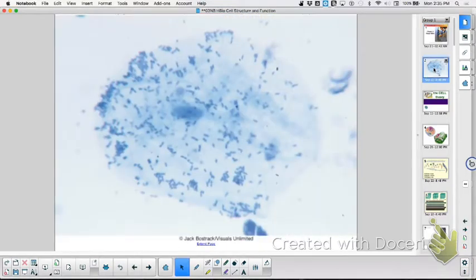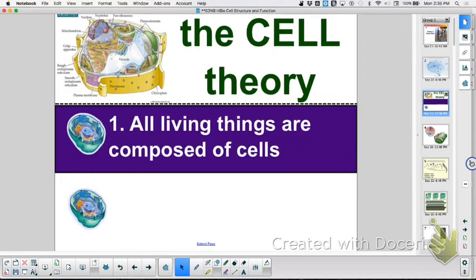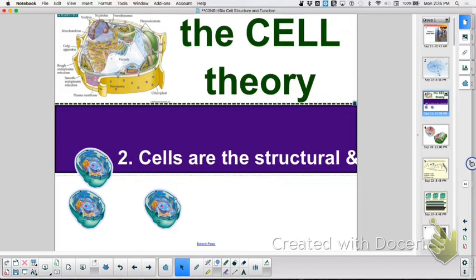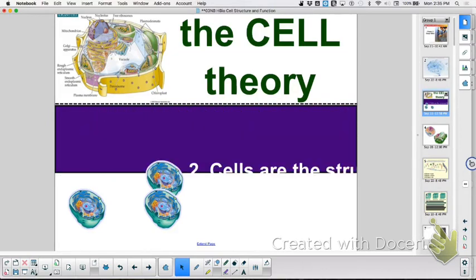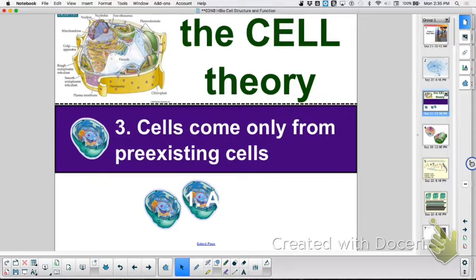Okay, and the first thing we need to know is the cell theory. So we remember the parts of the cell theory? All living things are composed of cells. What's the second part? Functional unit of all life is the cell. And number 3, cells only come from other cells. Okay, so you got to remember that.